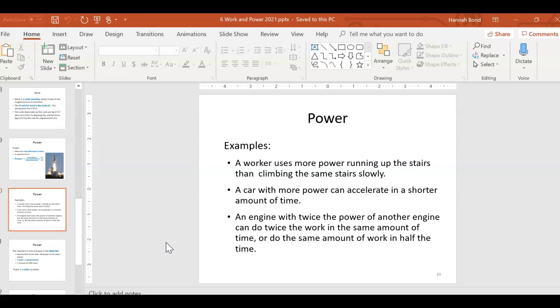Also, what about a car? A car that's very powerful can accelerate, can change its kinetic energy in a shorter amount of time. So a more powerful car would take less time, let's say, to accelerate from 30 to 70 miles an hour.